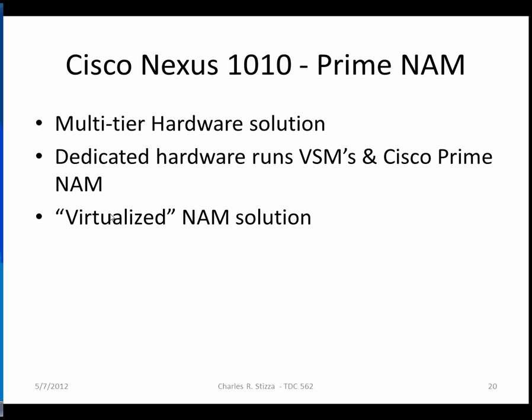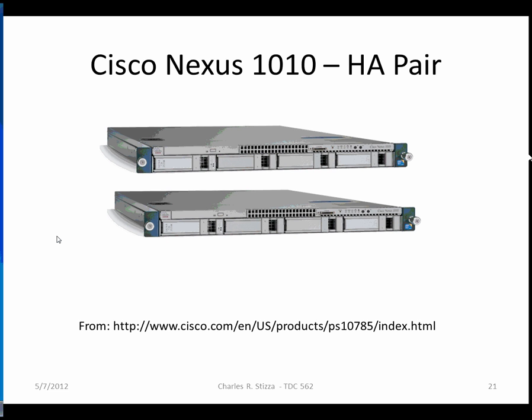The last solution, which I consider to be the Cadillac solution, is the Nexus 1010 Prime network analysis module, and this is built on the Nexus 1000V, or I should say the 1000V is built on this. This is a hardware solution that runs the Nexus 1000V VSMs, and also it's called the Cisco Prime network analysis module, which basically put together, is a virtualized NAM solution for your Nexus 1000V. You deploy the 1010 on these hardware appliances. They should be deployed in pairs for HA, for high availability. I guess you can run on one, but Cisco says you should put 2 of these in place for redundancy.